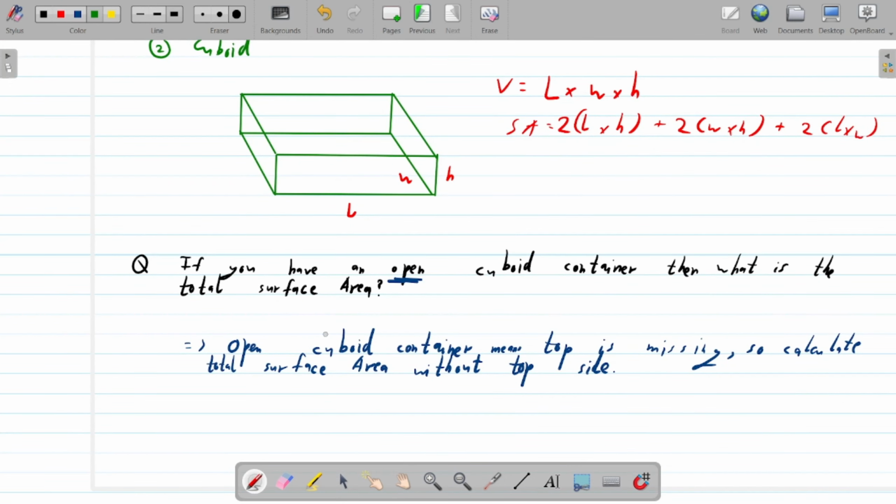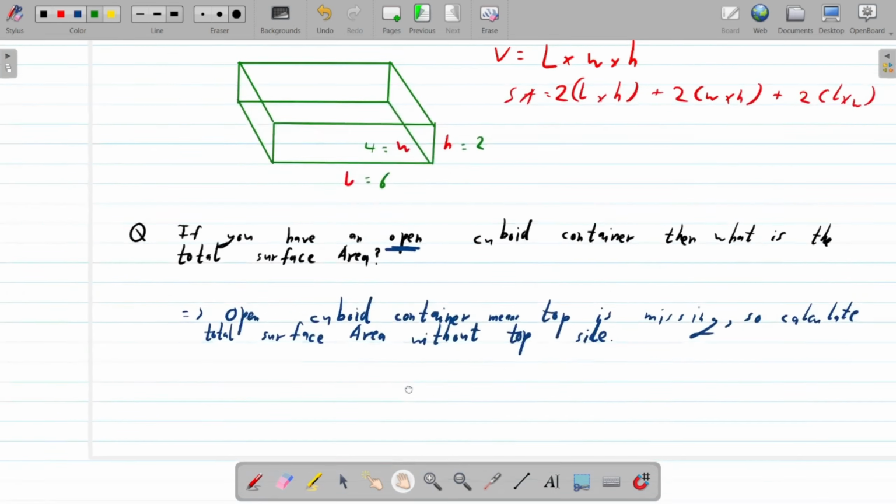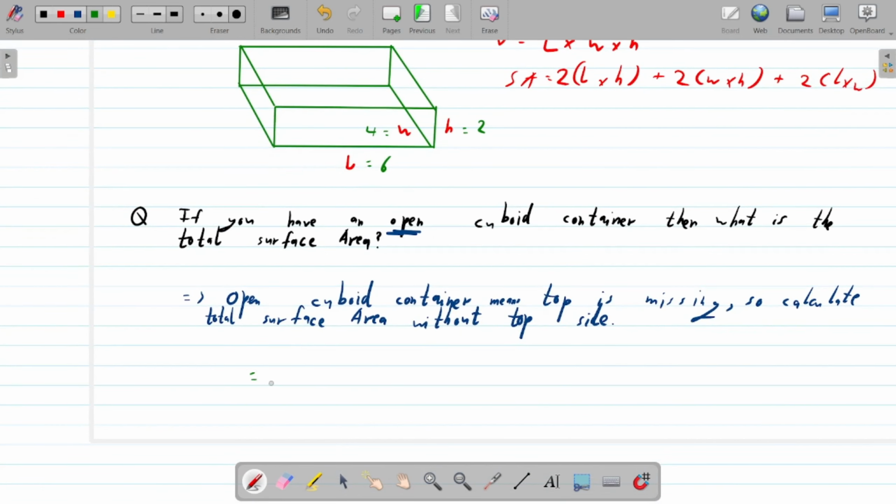Now for example, let's say the length was 6, the height was 2, and the width was 4, and they said this was an open cuboid container. What would you do? First we'll use the same formula. You're going to have first 2 times length times height. What is that? The front side. Okay, that makes sense. 2 times 6 times 2 plus, next is width times height, the side. That's going to be 2 times 4 times 2 plus, last is length times width. This is the bottom side. We're only going to take this once, not twice.